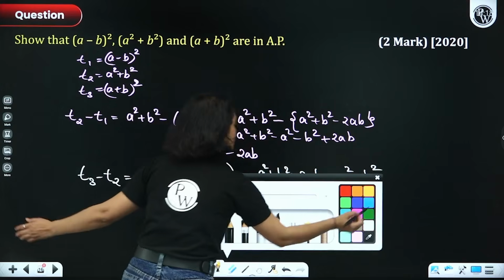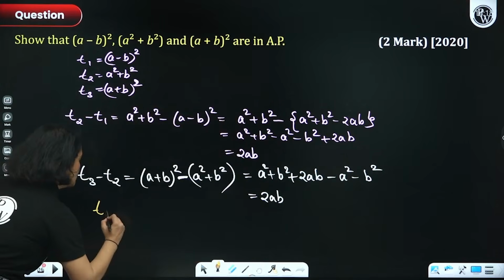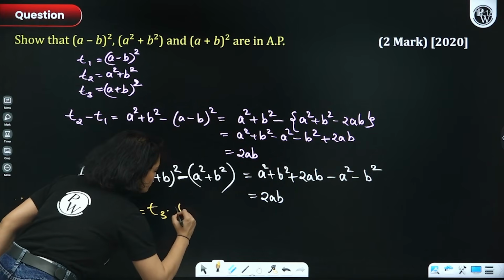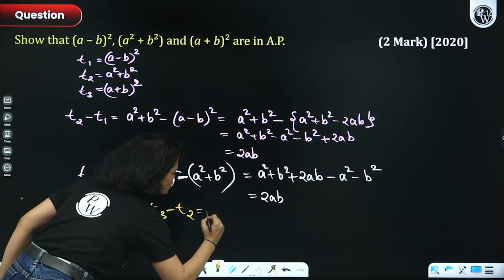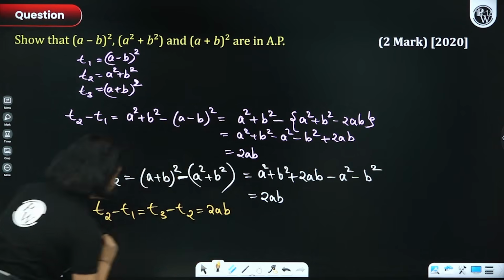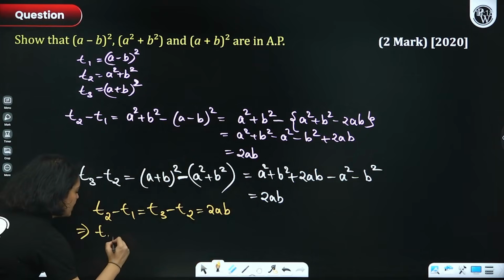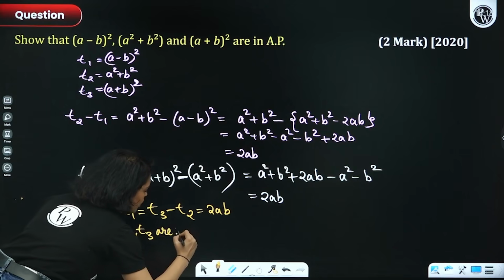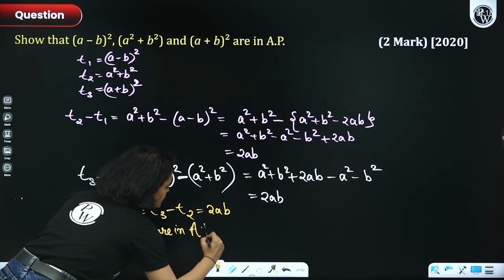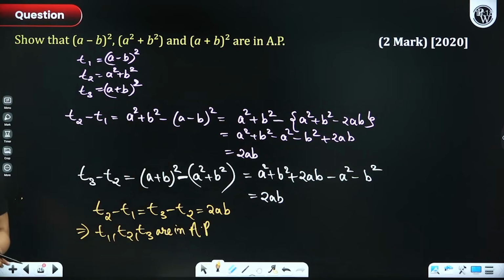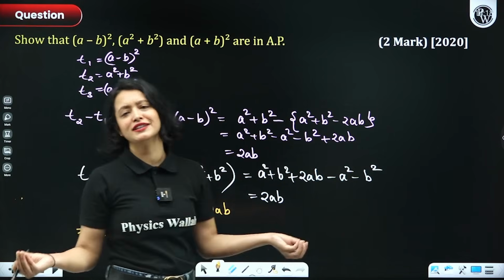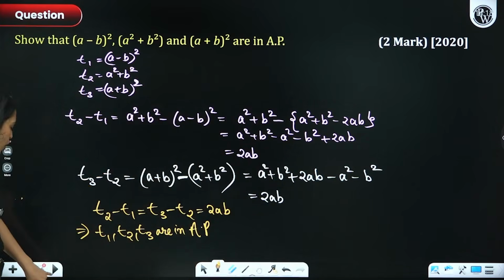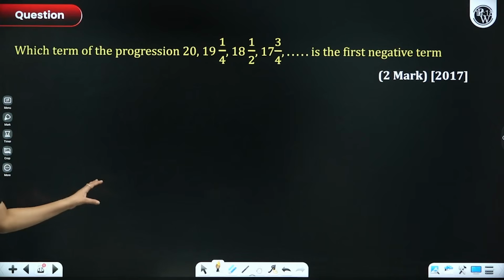From here you can clearly see that T2 minus T1 came out to be equal to T3 minus T2, because both of these are equal to twice of ab. So that simply means that T1, T2, T3 are in AP. Understood, everyone? All you need to do is show that the common difference is the same. That's it. So this again is an important problem, everyone, and a very simple one also, right?